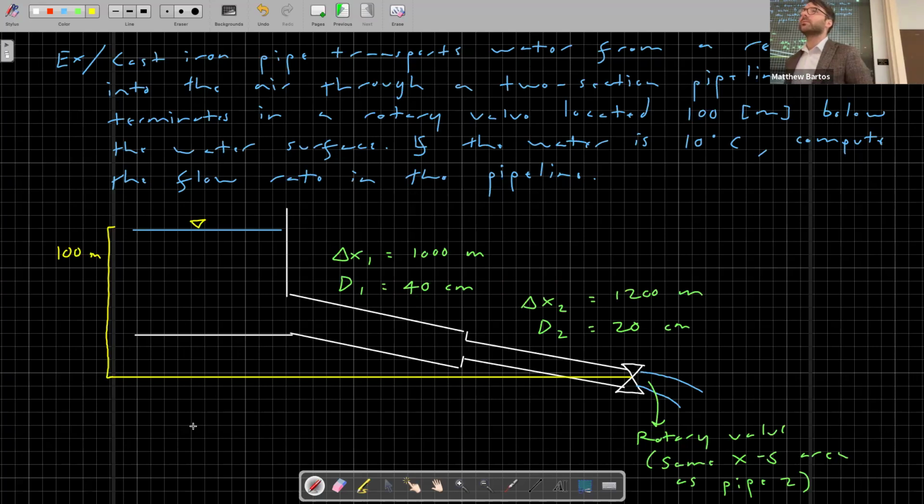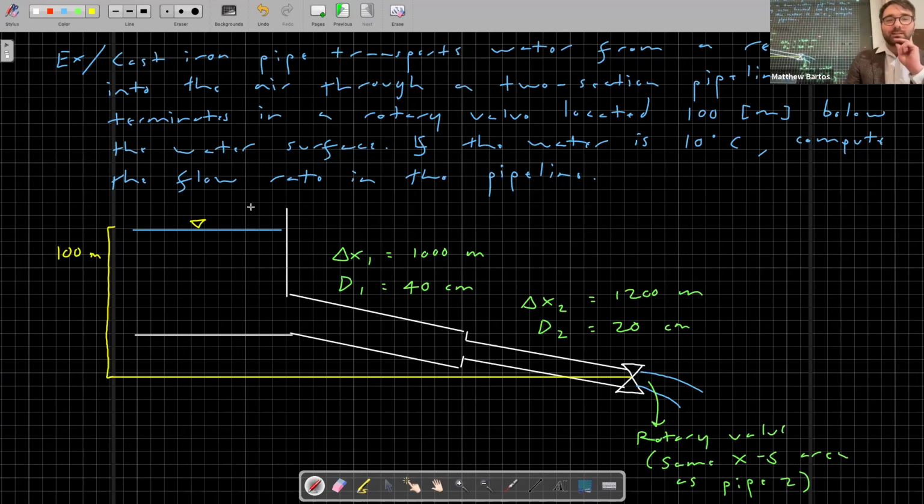So what would be a good place to start with this problem? Energy equation. So that's usually the answer for this class. So let's apply an energy balance. I'm going to put 3 different points. Actually, I'll put 4 different points here.